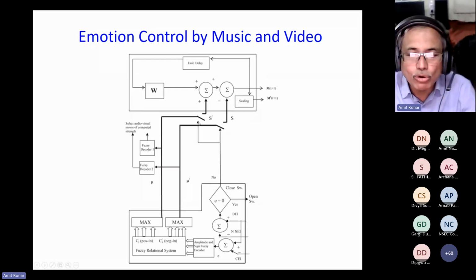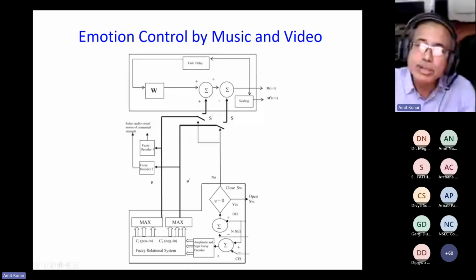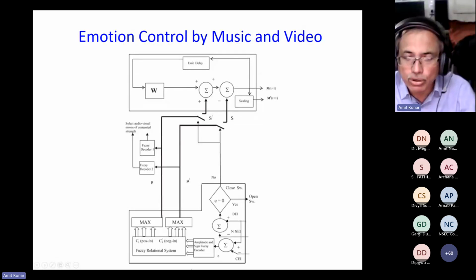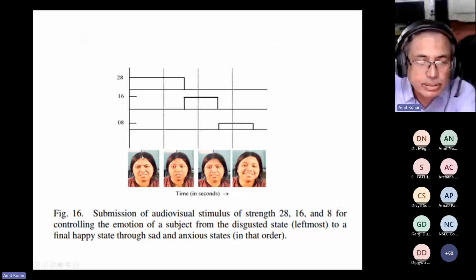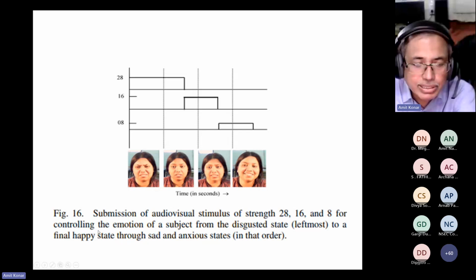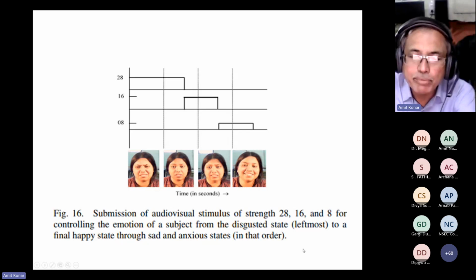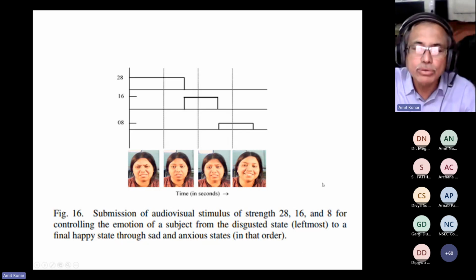Either the positive one will be active or the negative one will be active, depending on the control logic here. In the control logic, we have the fuzzy rules and membership computations, similar to those we used for emotion recognition. Now, what happens? This is one student we experimented on, taken from the IEEE journal paper of our previous publication in 2009.